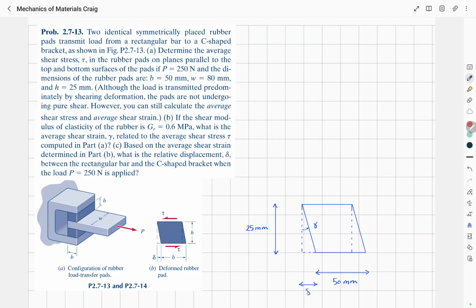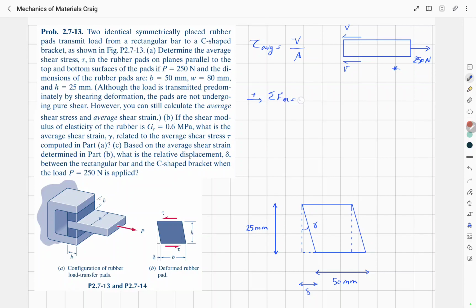Okay, so for the first part of the question, we can write average shear stress is equal to V divided by A. And if we draw the free body diagram of the bar from the side, we will have something like this. So we can write the equation of equilibrium in the x direction. Sigma Fx is equal to 0. So 250 minus 2V is equal to 0. And this will give us V equal to 125 Newton.